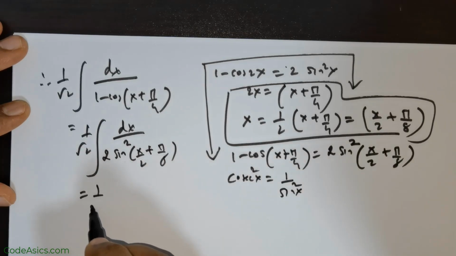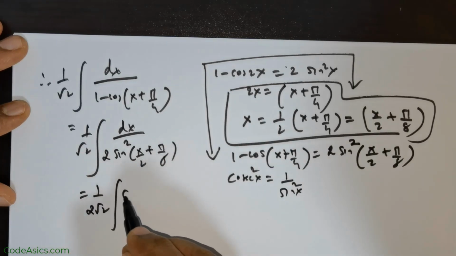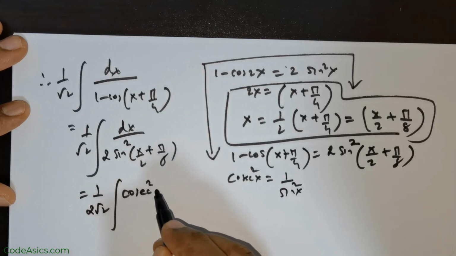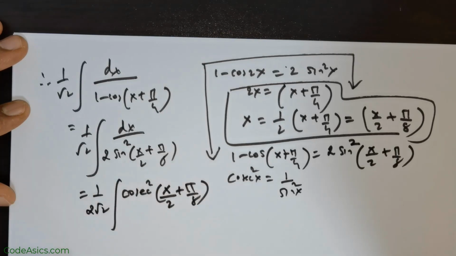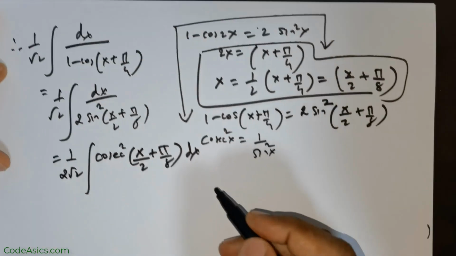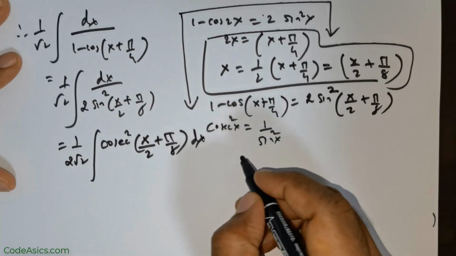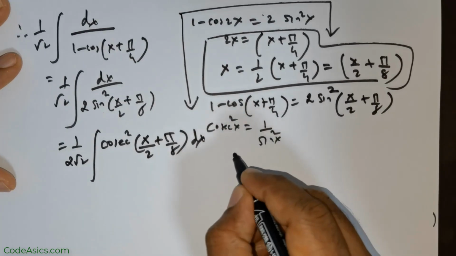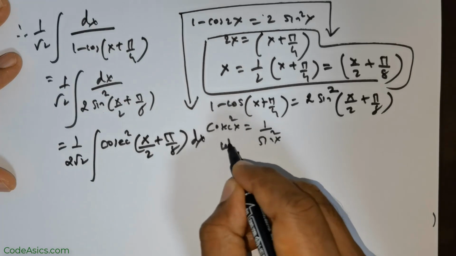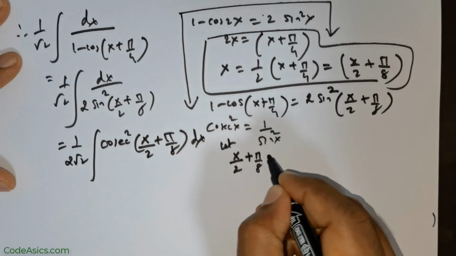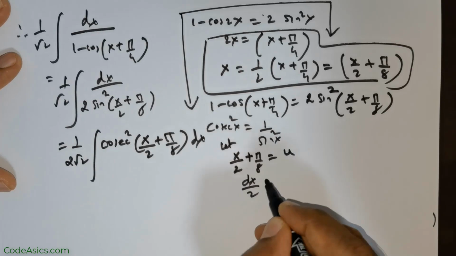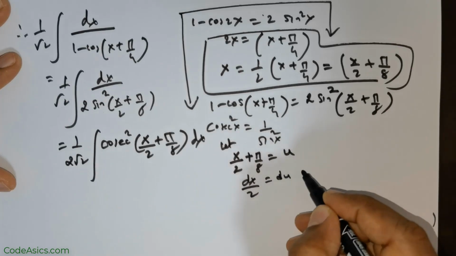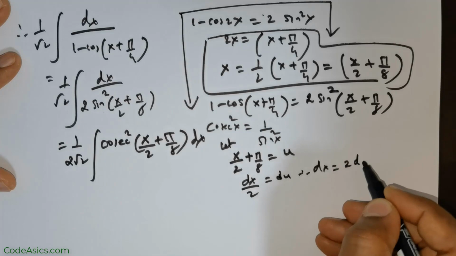So this is equal to 1 over 2 times root 2 integral cosecant squared of (x/2 + pi/8) dx. Now I am going to make the following substitution. Let x/2 + pi/8 be equal to u. So from here I get dx over 2 is equal to du. Therefore dx is equal to 2 times du.